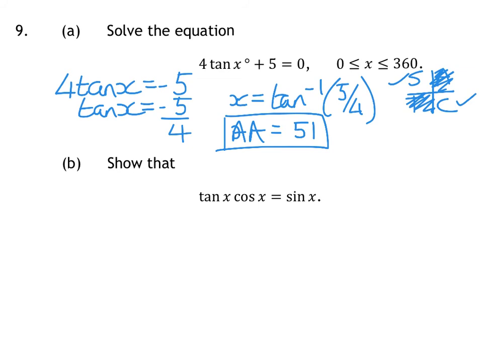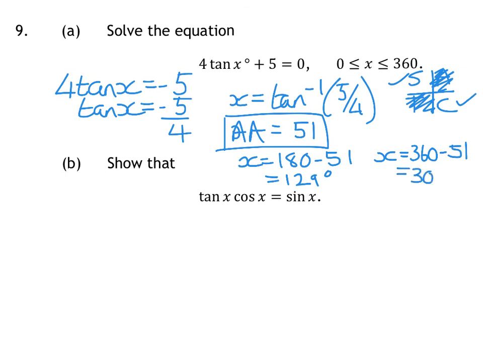In the sine box, I say, well, that's 180 minus 51, which is 129. And the cos box, I say that's 360 take away 51, which is 309. So my two answers are 121 and 309.